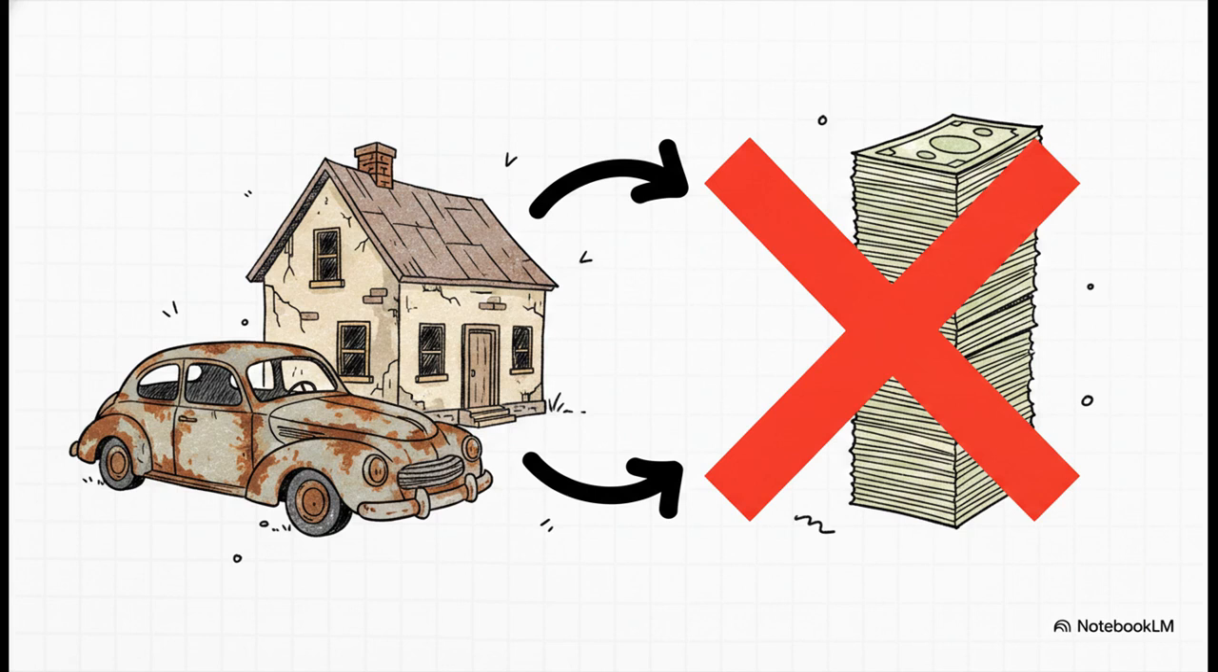Selling secondhand stuff like old cars, existing houses, or even financial assets like bonds and shares doesn't add a single thing to the current flow of goods and services. That car was already counted back when it was manufactured. Selling it now is literally just shuffling old wealth around.